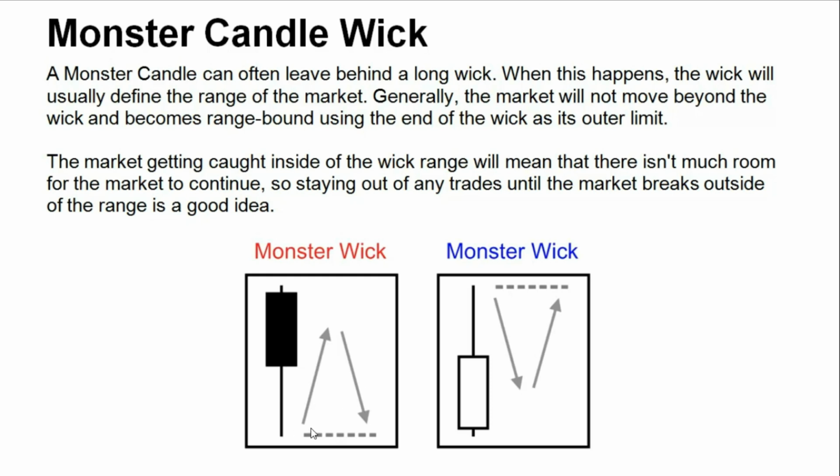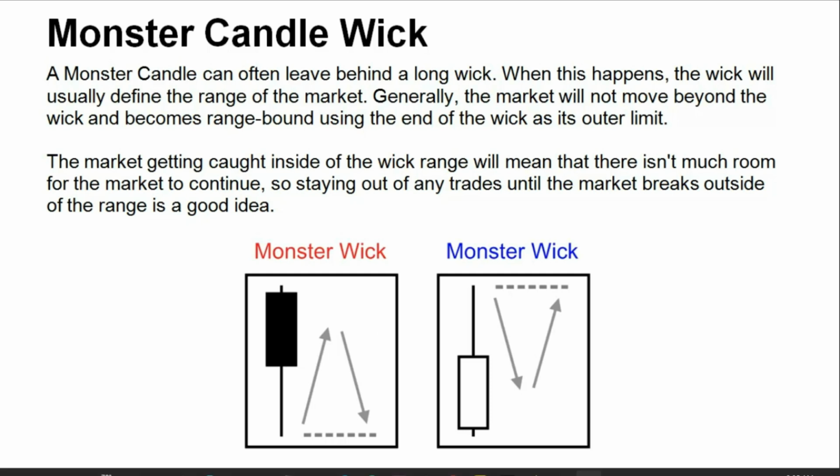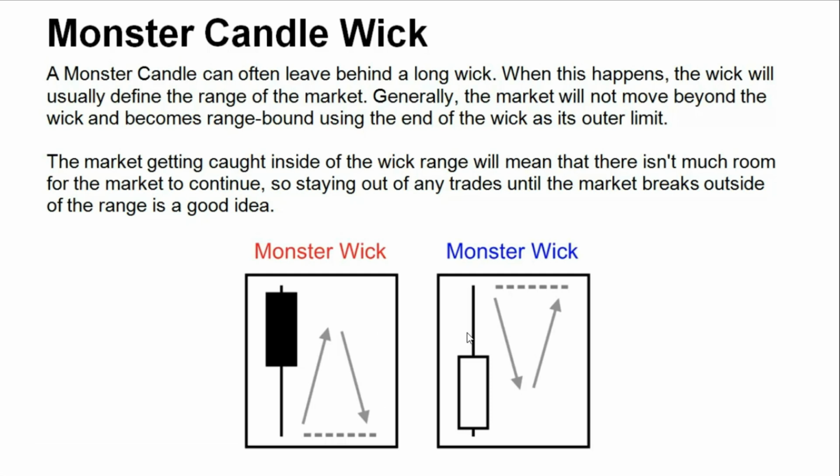It will not break this area, using it as a support zone. So the market will come down, bounce, and keep bouncing. It can even go up again, or it can break out, retest and continue. So this is what we call a bearish monster candle wick.